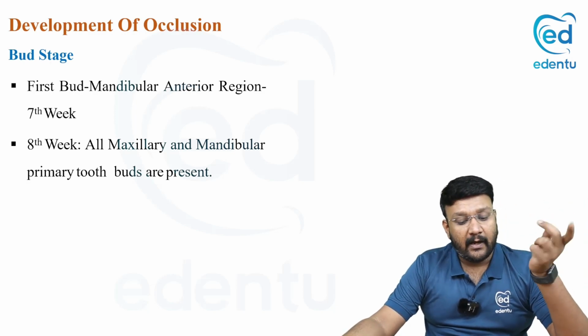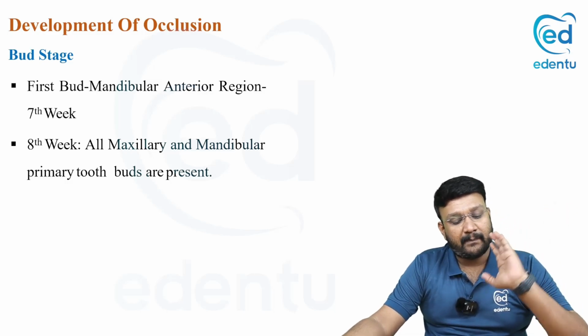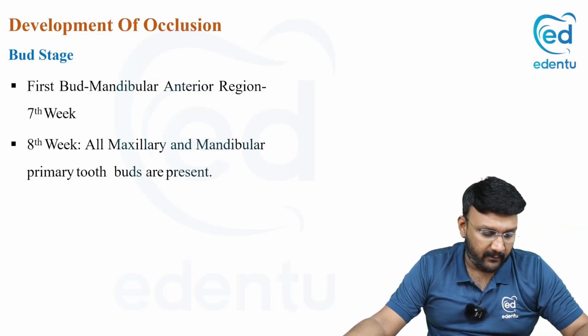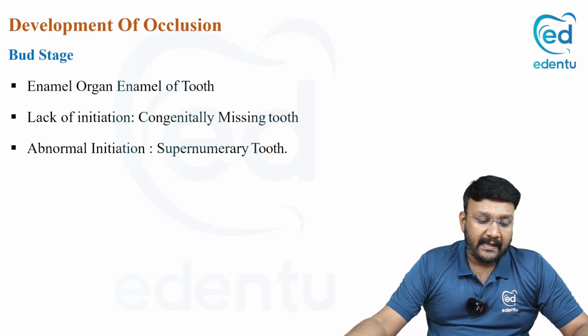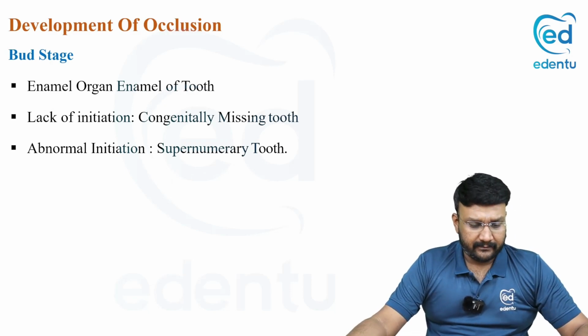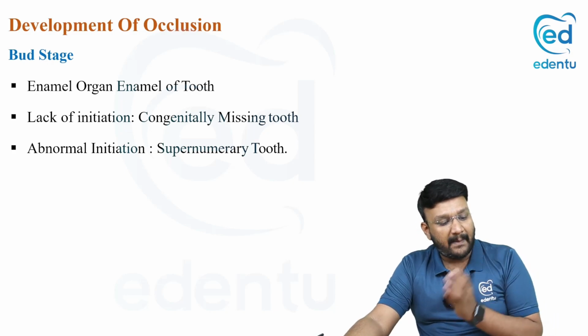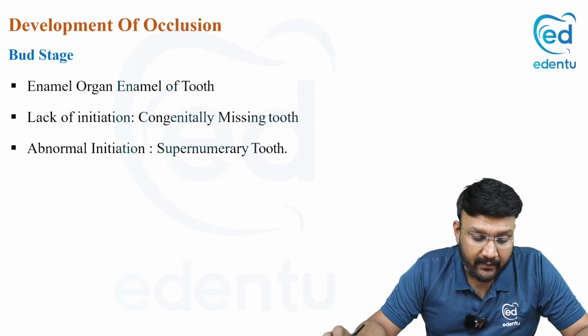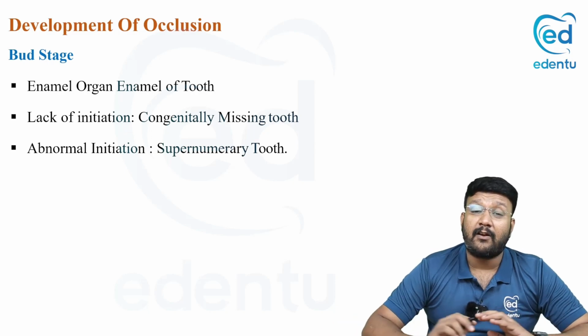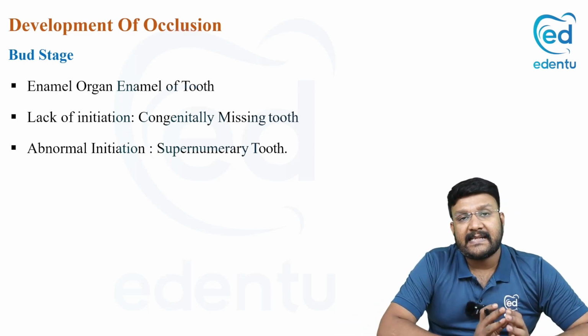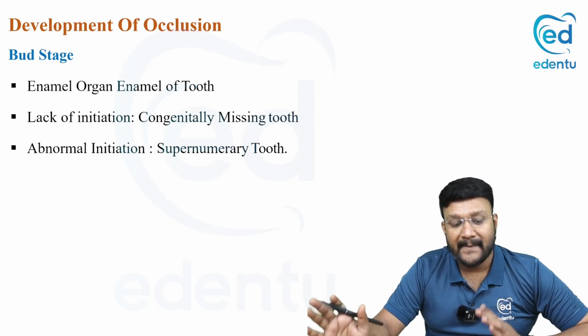In the 8th week, all the maxillary and mandibular primary tooth buds are present in the fetus. Then the enamel organ forms the enamel of the teeth. If there is a lack of initiation, there will be a congenital missing of the teeth.